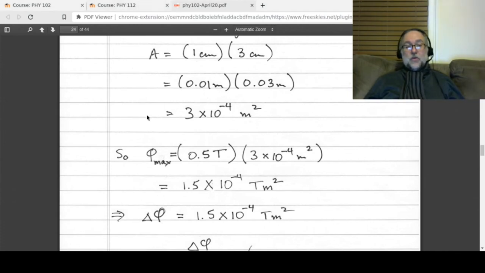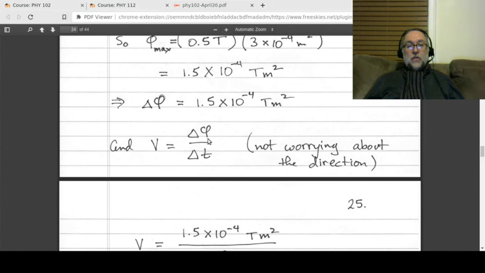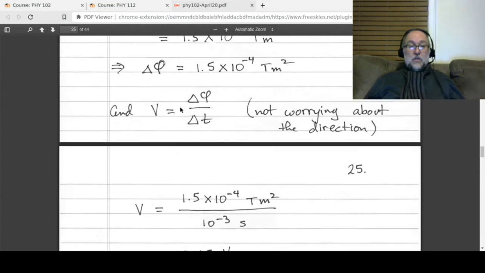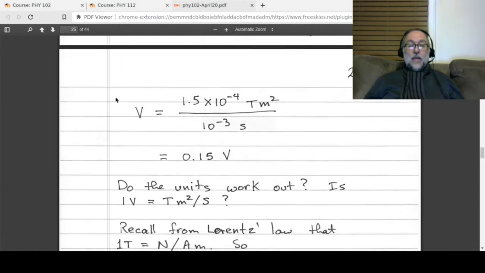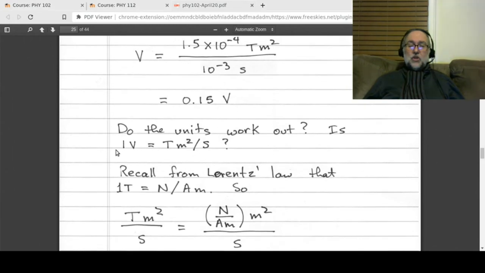Your minimum is 0, so your delta phi is going to be 1.5 times 10 to the minus 4 tesla meters squared. It takes only a thousandth of a second for it to make that change in flux. And so if you plug that in there, here's our thousandth of a second down here, 10 to the minus 3. It turns out that you get 0.15 volts. So the voltage that's going to be induced around this loop will actually be 0.15 volts.